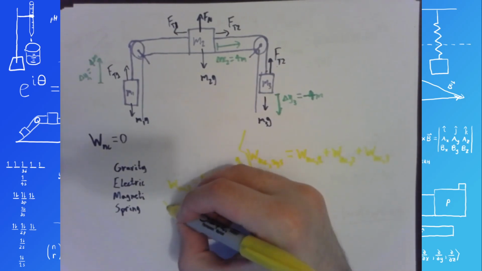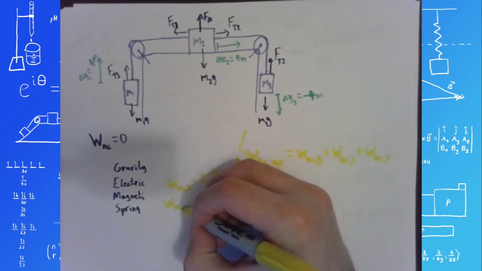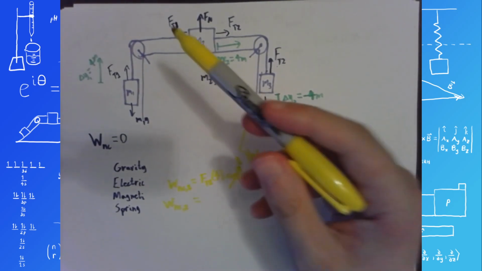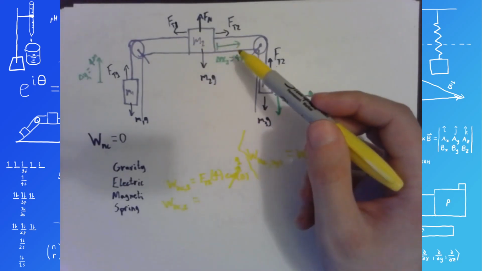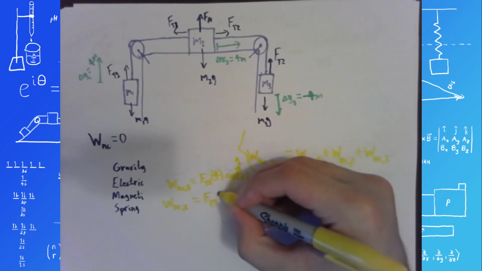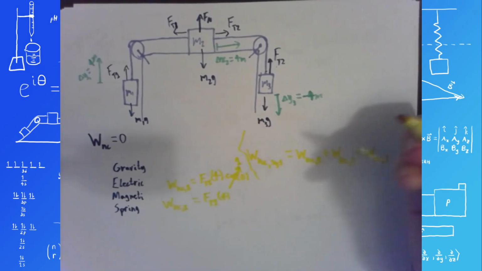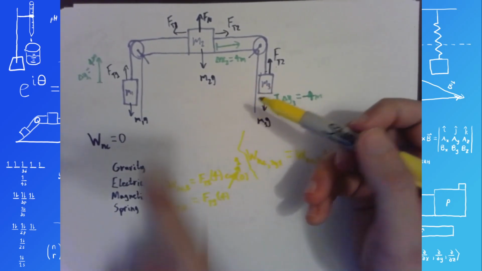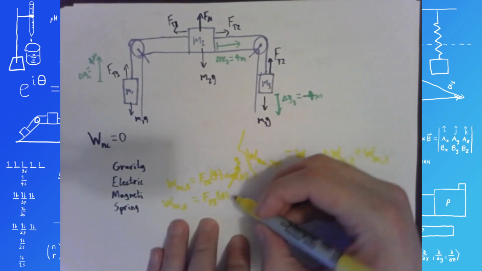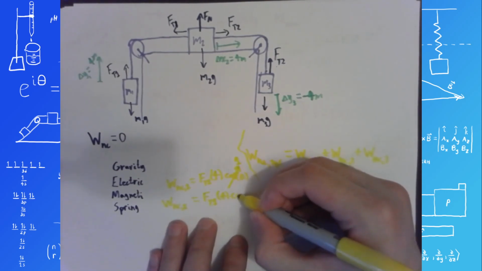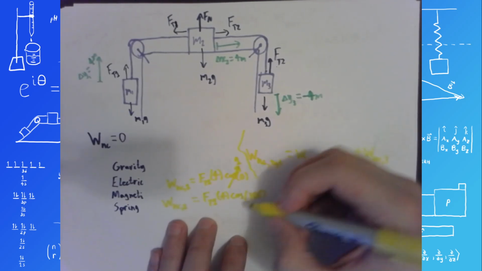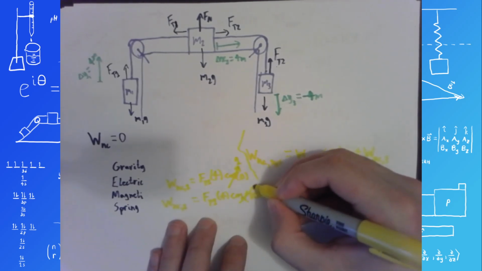Okay, what about non-conservative work on object 2? So we've got force of tension 1 times 4 times cosine of 180, because force of tension 1 is to the left while the displacement is to the right. That's 180 degrees between those directions. Cosine of 180, that's going to be equal to -1.